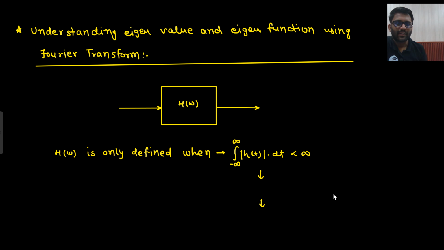Okay, welcome back. So now we will understand the concept of eigen value and eigen function using the concept of Fourier transform, right? So do you remember when the Fourier transform is defined? The Fourier transform for a particular signal h of t will be defined only when h of t is absolutely integrable. So h of t should be absolutely integrable, then only h of omega will be defined. And what is the meaning of h of t being absolutely integrable? That means the ROC of h of s will include the j omega axis.